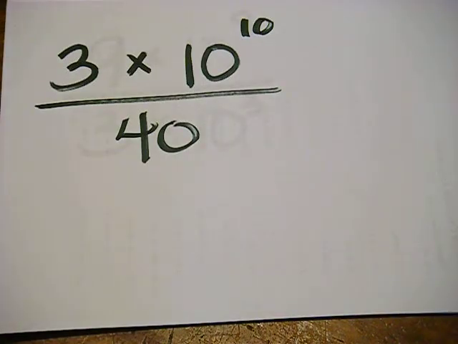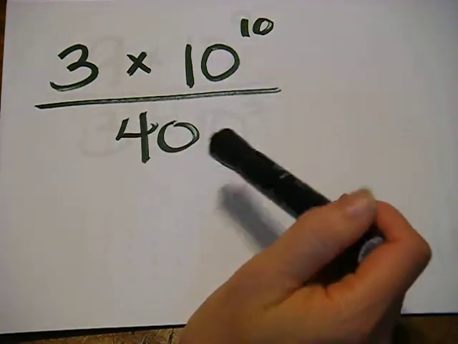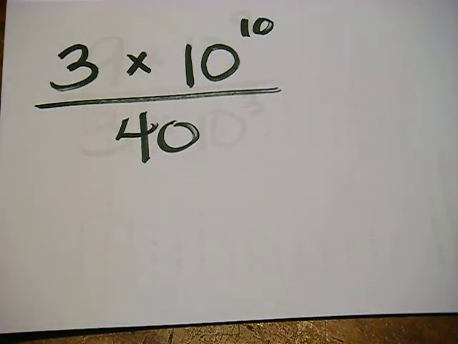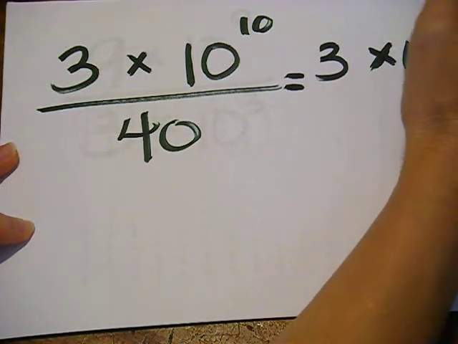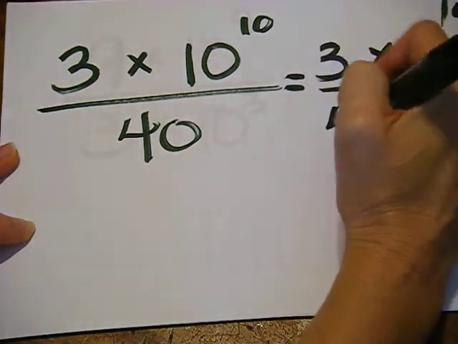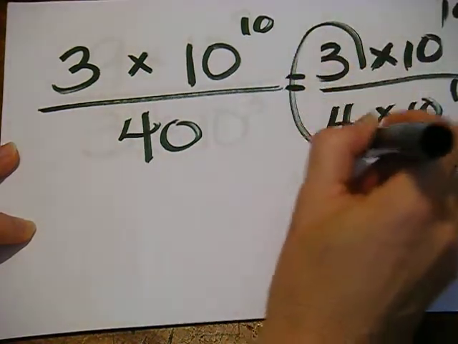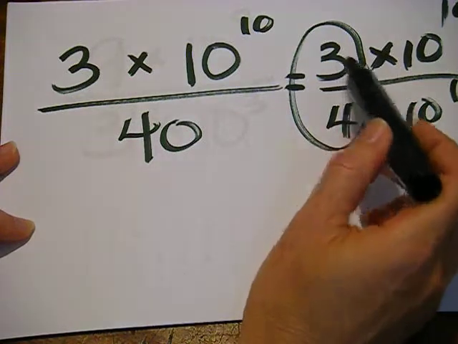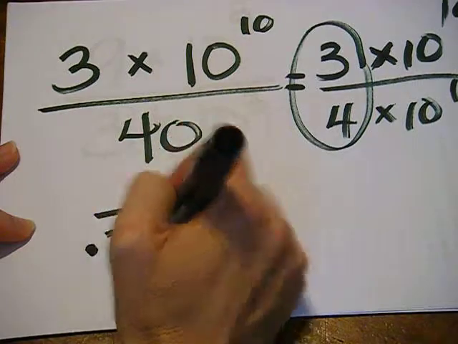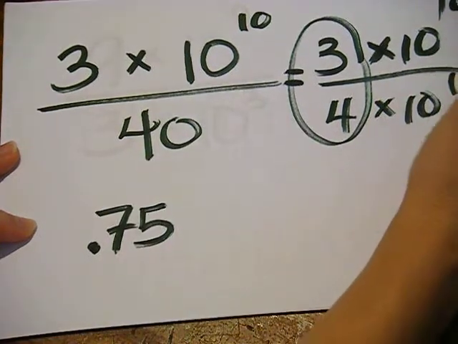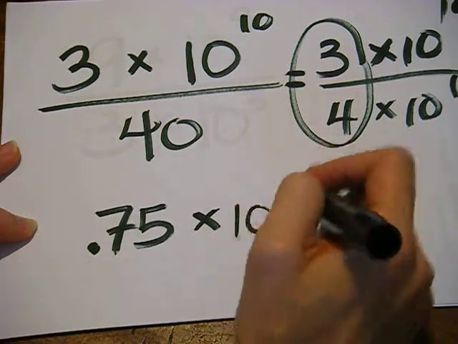You can also do this with scientific notation. If you had 3 times 10 to the 10th divided by 40, you might want to rewrite it so that you have 3 times 10 to the 10th divided by 4 times 10 to the 1. Okay, then you're going to take these numbers and divide them. So 3 divided by 4 is 0.75 for all of you who are really good with decimals. And then you have 10 to the 10th minus 1, which would be 10 to the 9th.